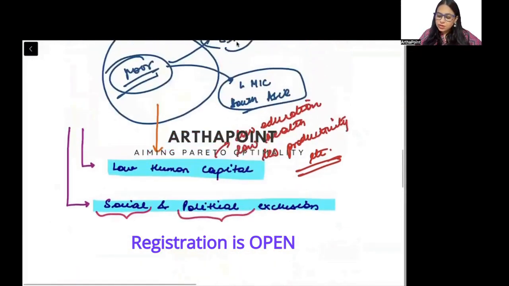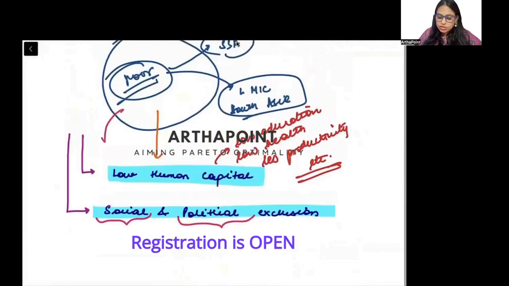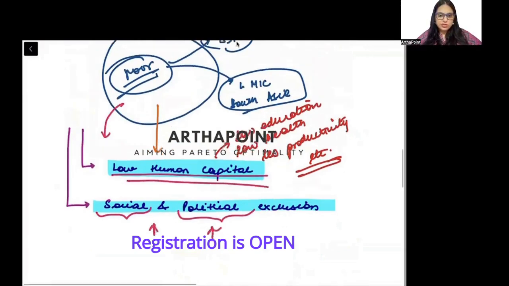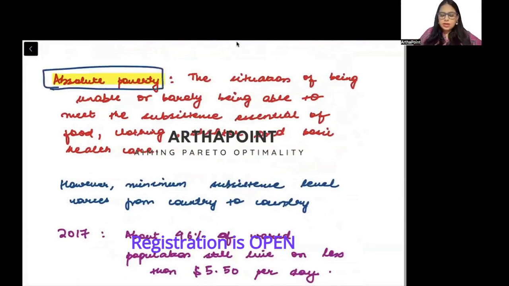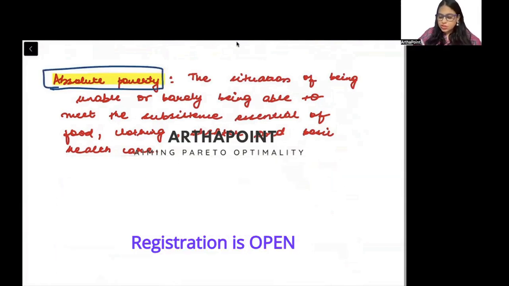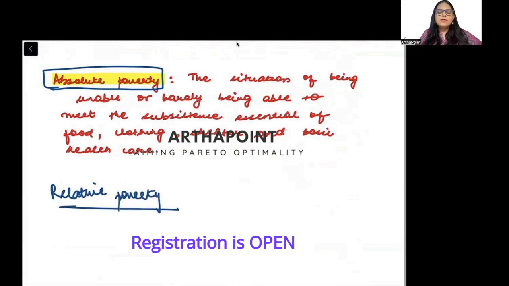So when you are poor in a poor country, you are having low human capital and you are excluded from social and political benefits. There is a word which is called as absolute poverty. दो तरीके के वर्ड्स हैं, एक है एब्सोल्यूट पॉवर्टी और एक है रिलेटिव पॉवर्टी. When we talk about absolute poverty, it means that we create a bare subsistence level.